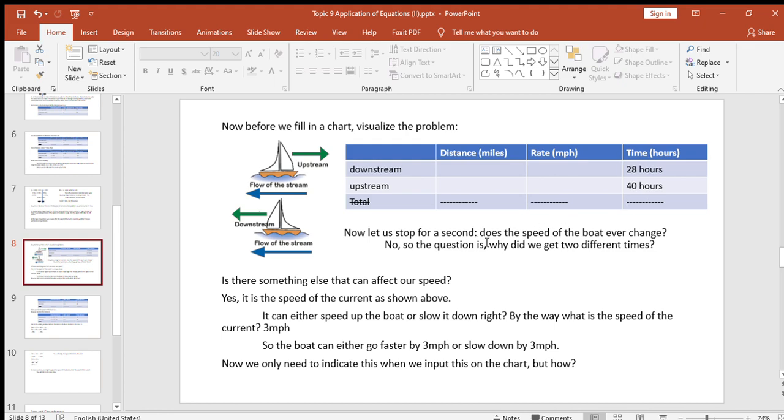Now again, we assume the speed of the boat doesn't change. What if the boat doesn't change? Why do we get two different times? Why is that? Is there something else that affects our speed? Let's look at the graph. Is there something else right here that affects the boat's speed? Yes, and that's the flow of the stream, the speed of the stream.